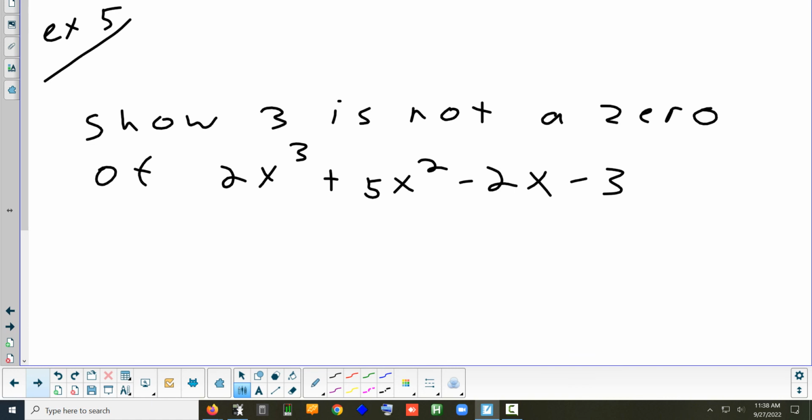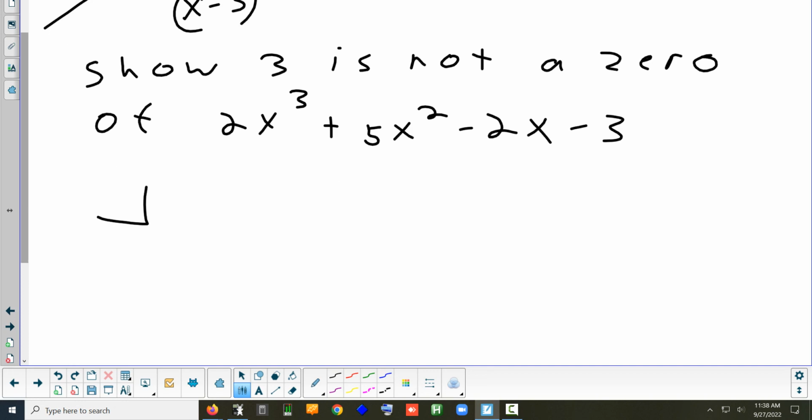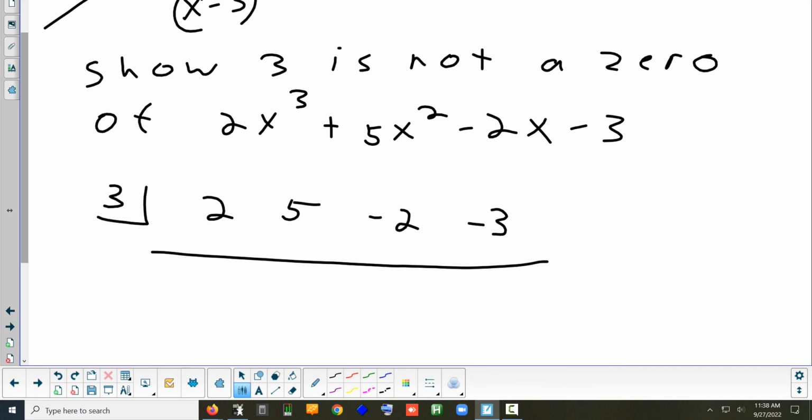So instead of showing that 3 is not a 0, I'm going to show that x minus 3 is not a factor. I'm going to show that x minus 3 does not divide into this evenly. That's what I'm going to show, which will then mean that 3 is not a 0 of this polynomial. Okay, what goes on the outside? 3. And my coefficients? 2, 5, negative 2, negative 3.